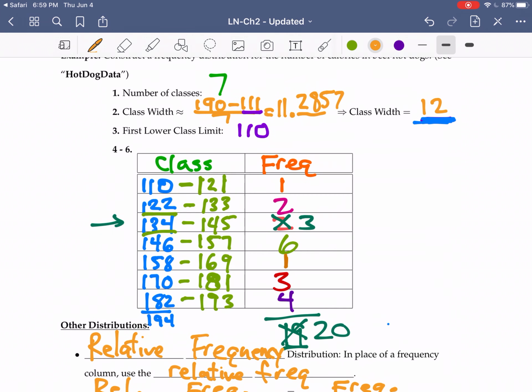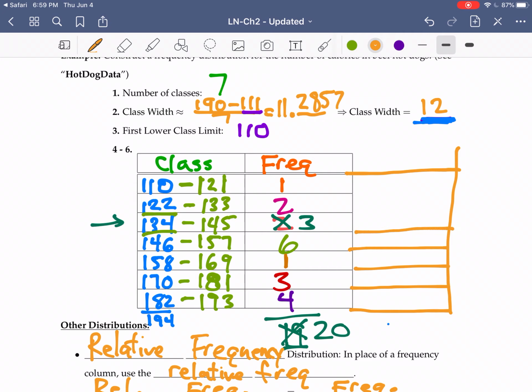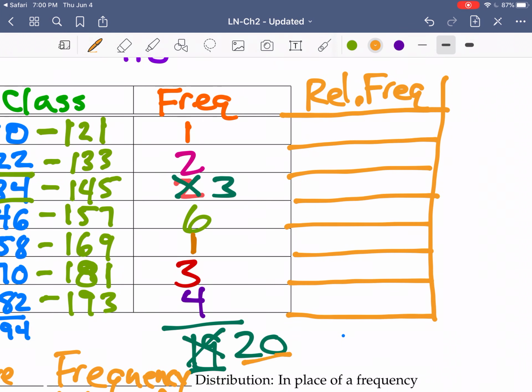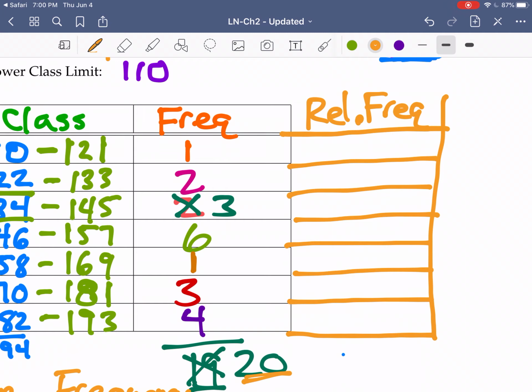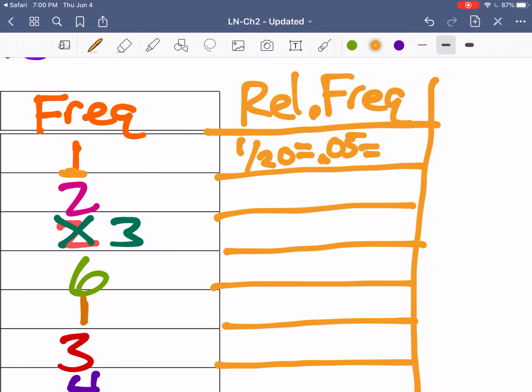So in the last video, we constructed a frequency distribution for this hot dog data set. I'm going to extend it a little. Typically, you would not put both of these on the same distribution, but this way we can see how these things are related. For our relative frequency, the total number of values that we have is 20. So our relative frequency for this first class is going to be a frequency of 1 divided by 20. As a decimal, that's 0.05. As a percent, that is 5%.